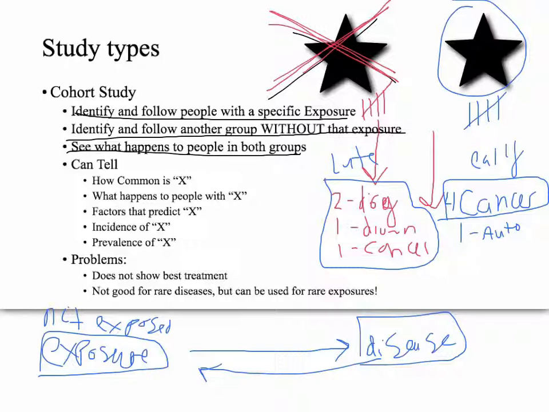So it can tell you how common a disease is. It can tell you what happens to people with that disease. It can tell you factors that predict a disease. It also tells you the incidence and prevalence of a disease.